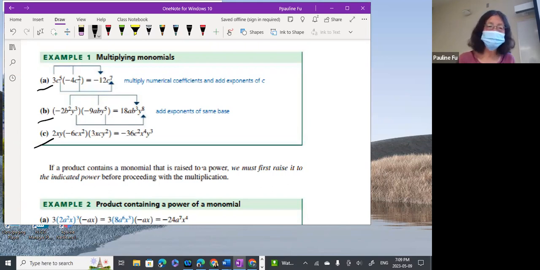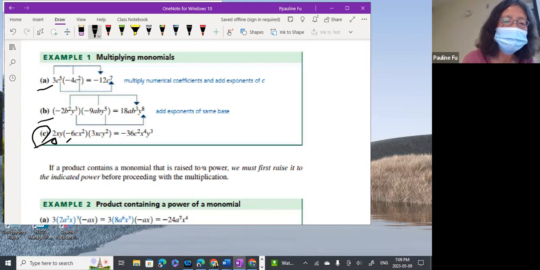Maybe we do the last one together. Question C here. So first, you use 2 times -6 times 3. The result is -36.